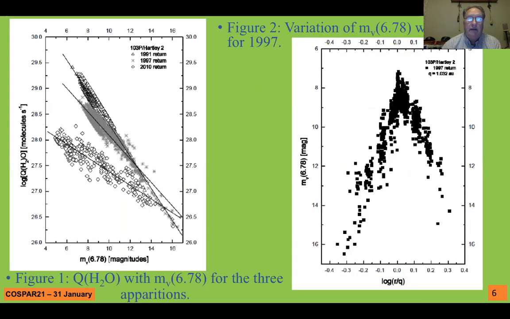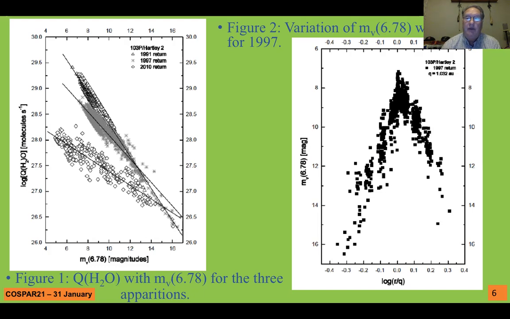Here are some of our figures that we were able to generate. Figure 1 over here on the left gives the water production rates as they are related to the visual magnitudes for the three apparitions. So you can see there's a fairly tight correlation there, and the fact that the 1991 return had higher water production rates in general near perihelion, followed by the 97 apparition having lower, and the 2010 had the lowest production rates.